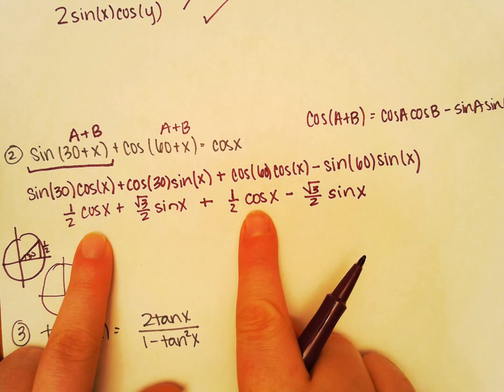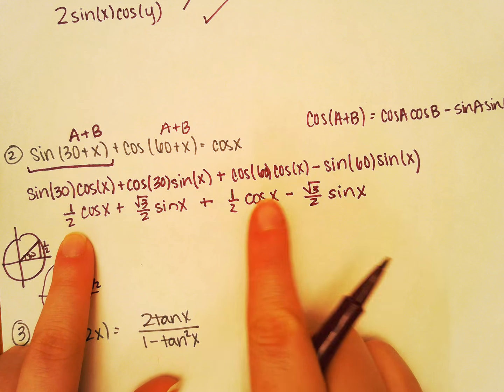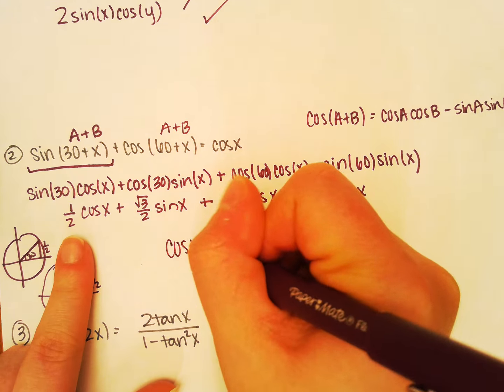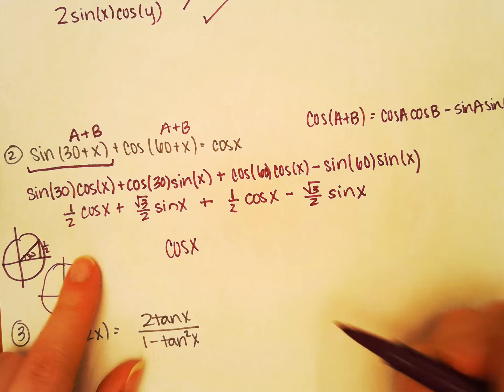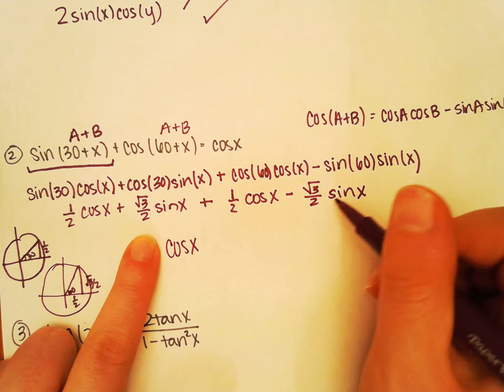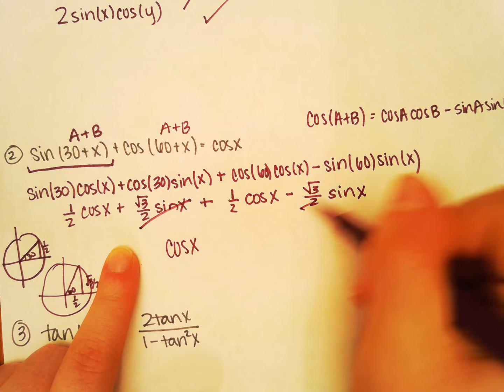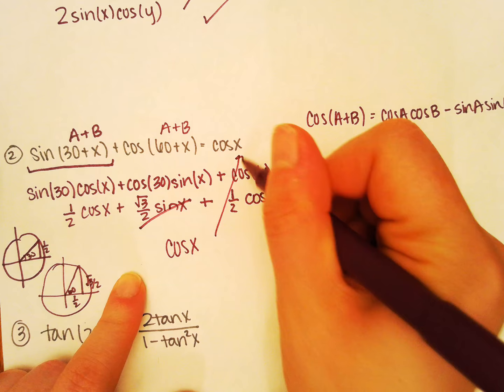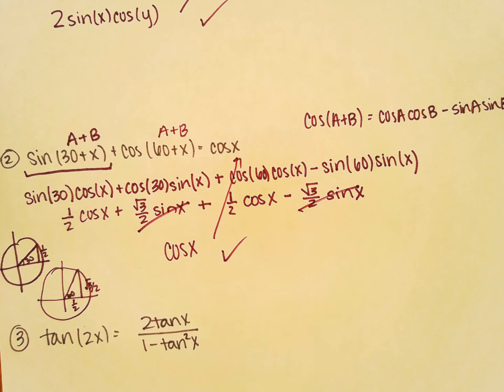And now we can look and combine some like terms. So I see 1/2 cosine x, 1/2 cosine x. That combines into cosine x. 1/2 and 1/2 is one whole. And √3/2 sine x minus √3/2 sine x, those things cancel. So we're left with cosine x, which is what we want. That's our verification.